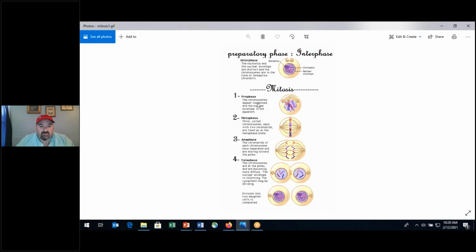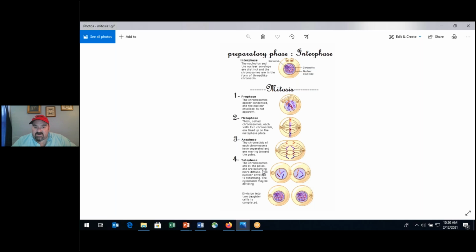So you'll see here, prophase, the chromosomes appear condensed and the nuclear envelope is not apparent, right? The nuclear envelope, the envelope that holds the genetic material together, is dissolved. Metaphase, thick coiled chromosomes, each with two chromatids, that's what you're seeing here, these two lines, are lined up on the metaphase plate in the midline of the cell. Anaphase, the chromatids of each chromosome have separated and are moving toward the poles. They're moving to opposite ends of the cell.